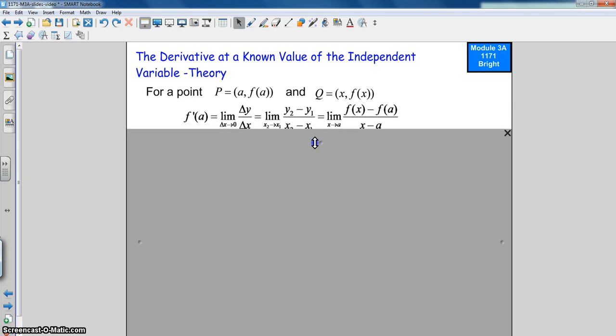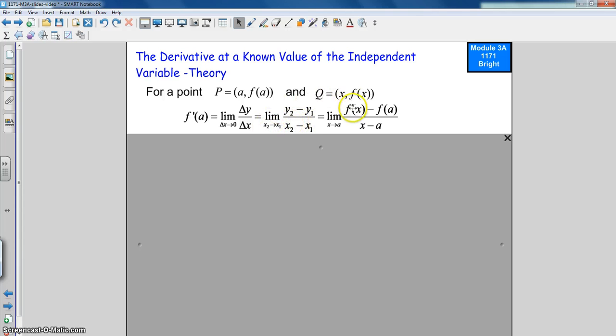Remember I said the limit of the average rate of change is equal to the instantaneous rate of change, but now I can dissect this a little bit further. Average rate of change was the difference in the y values over the difference in the x values, and when I do this, I have to let one value approach the other, and it doesn't matter which one you do here, it'll end up being the same either way.